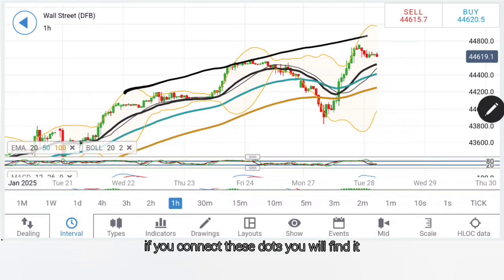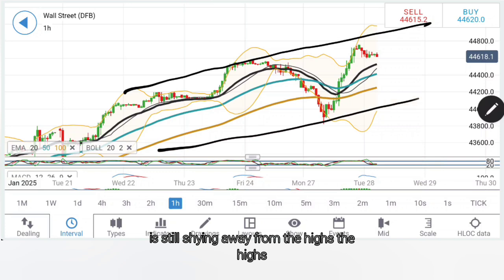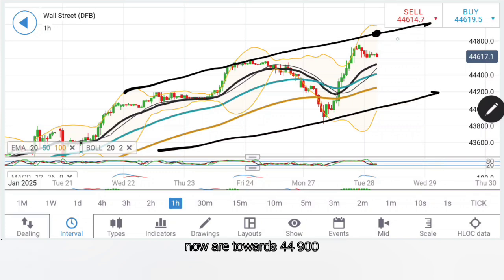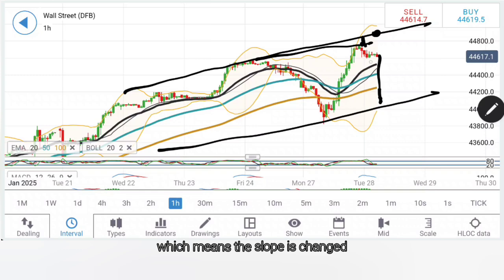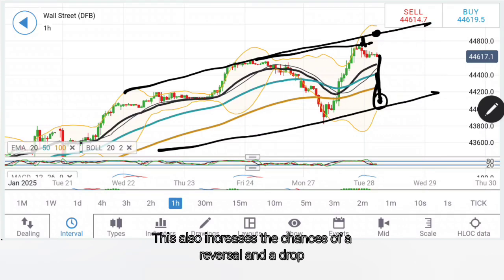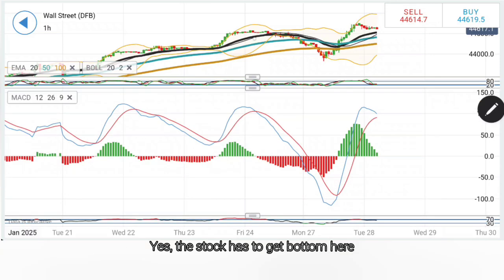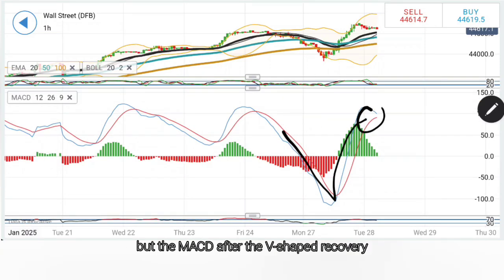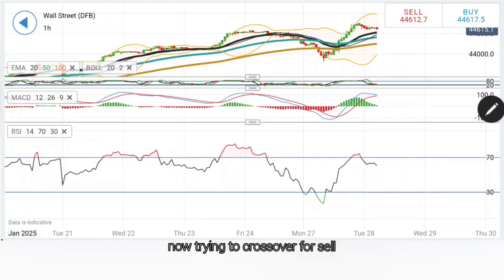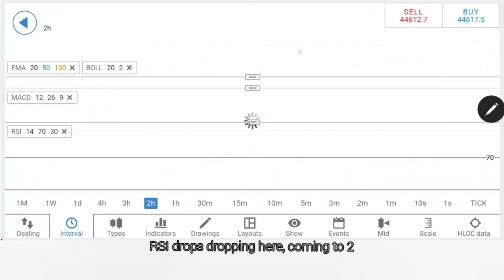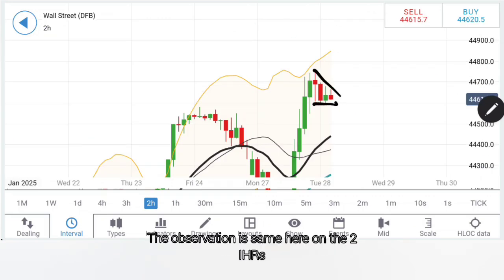If you connect these dots, you will find it is still shying away from the highs. The highs now are towards 44,900, and it is trying to reverse, which means the slope has changed, the bullishness is getting diminished. This also increases the chances of a reversal and a drop. So watch out here. Yes, stochastic is at the bottom here, but the MACD after the V-shaped recovery is now trying to cross over for sell. RSI is dropping here.